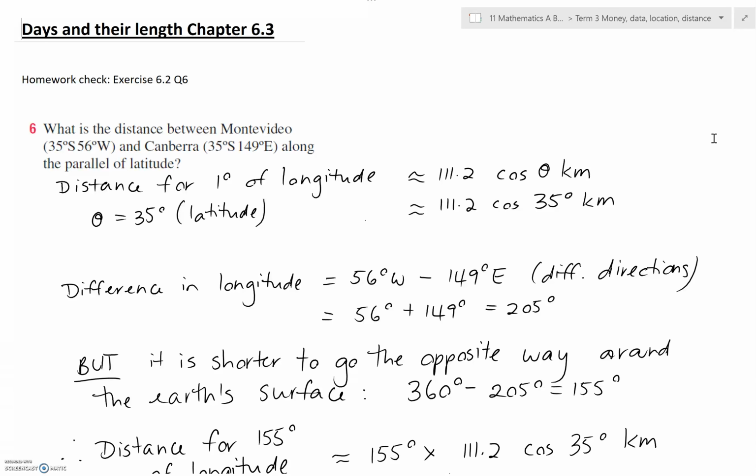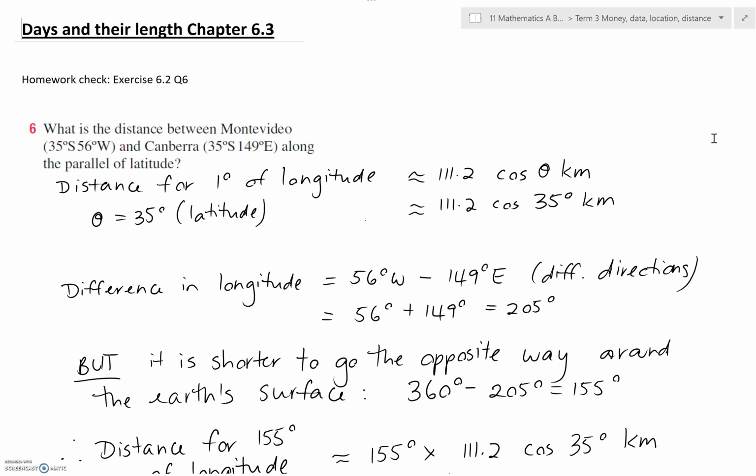So that means we've got a difference in our longitude, and we need to use the formula for that, which was distance for 1 degree of difference in longitude is approximately 111.2 cos theta kilometers. And remember, the theta is the latitude value. And in this case, that's 35 degrees south. So substitute that in, then work out the difference in the longitude.